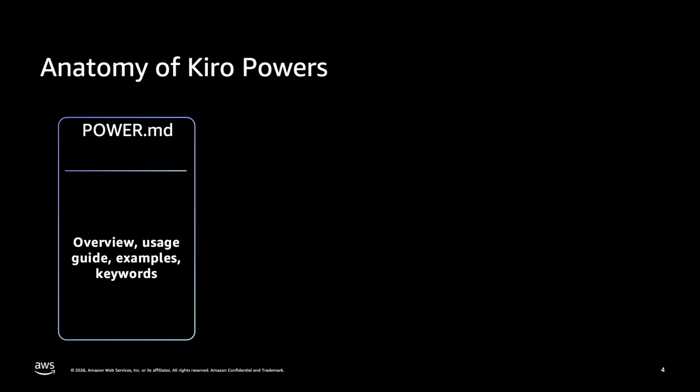Now that you see the value, let's look at what a power actually is. A power has up to 4 parts. First part is power.md. This is where you put the overview, usage guide, and examples for whatever technology or workflow your power covers. The front matter of this file also includes keywords like strands or bedrock that tell Kiro when to proactively activate this power based on keywords in your prompt. This is what gets loaded into the agent's context when the power is activated. This tells Kiro agent what this power is all about.